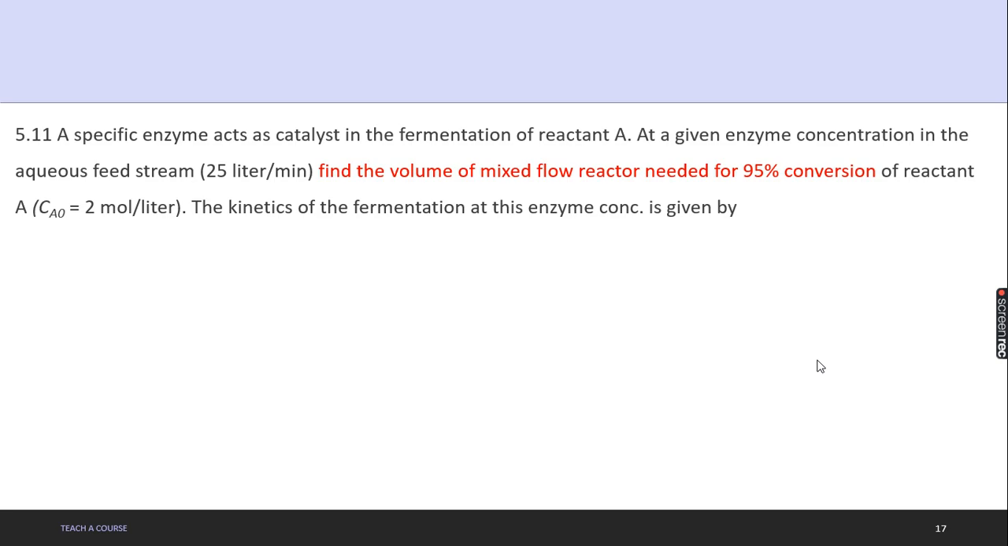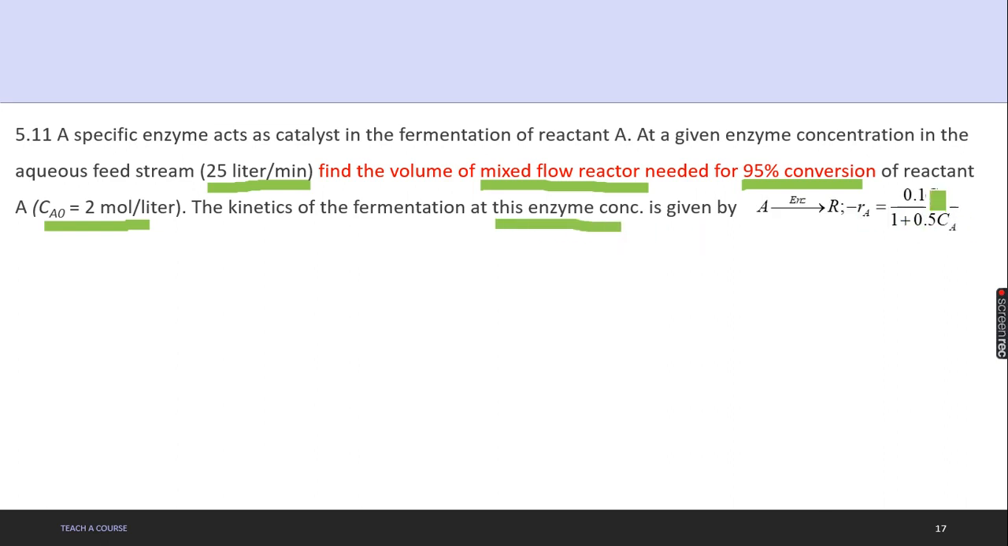Now the third example we are going to take is something similar and somehow different also. Earlier we were discussing all about plug flow, and this time we are going to have a mixed flow reactor. But you see this problem is very similar to the earlier one. Aqueous feed stream 25 liter per minute, so flow rate is given, 95% conversion we are expecting, CA0 is given, kinetics also given, it is enzyme kinetics, and we can show you a similar expression. What will happen in this case, what volume we need. So we are looking for the volume of the mixed flow reactor.